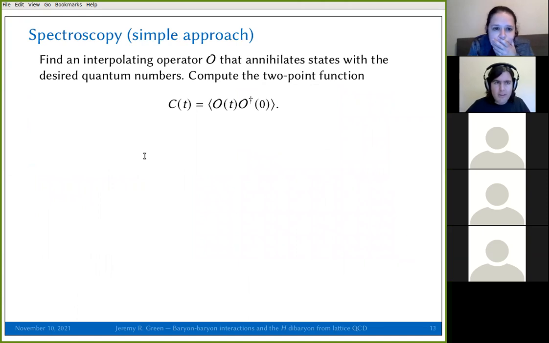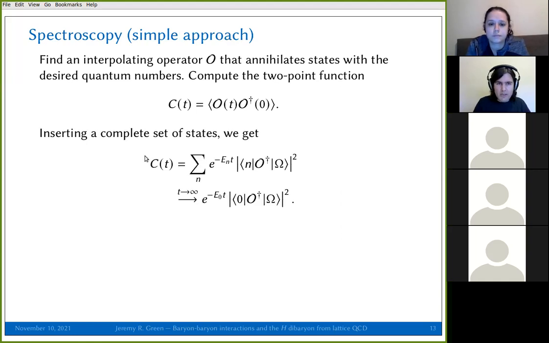So we want to find something about the bound states in the system. And so this is spectroscopy. The easiest thing to do is to have some operator, I'll call it O, that annihilates states with the desired quantum numbers. So if you care about a proton, you create some operator that has UUD with some spin structure and the right color structure. And then you compute a 2-point function. This is the so-called time momentum representation, so you'll have also a definite momentum.